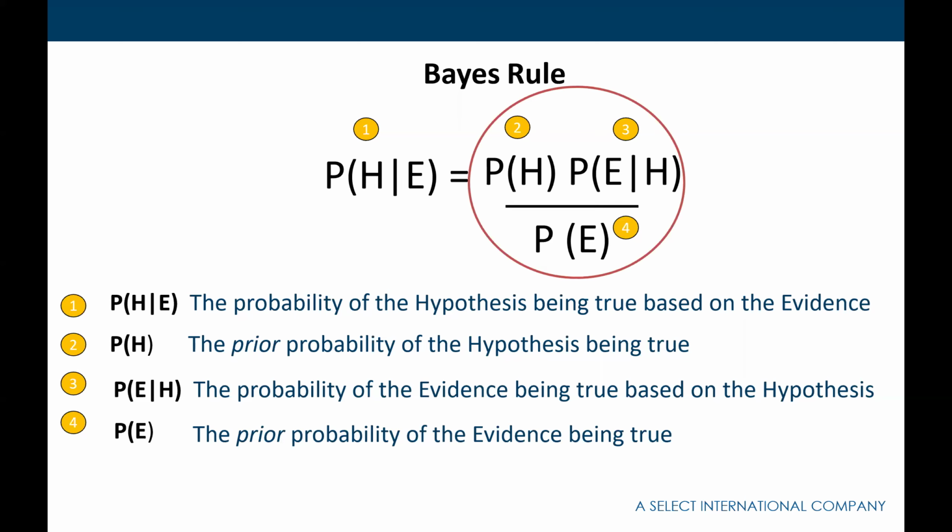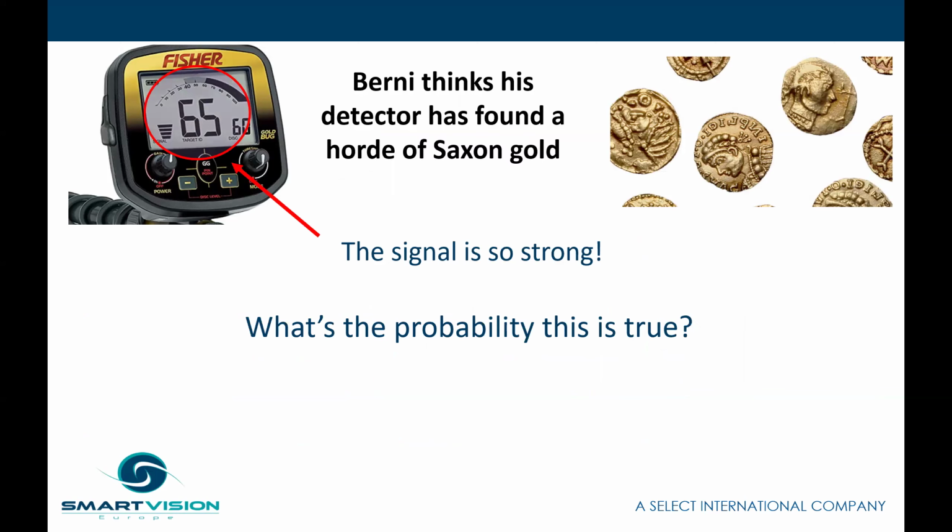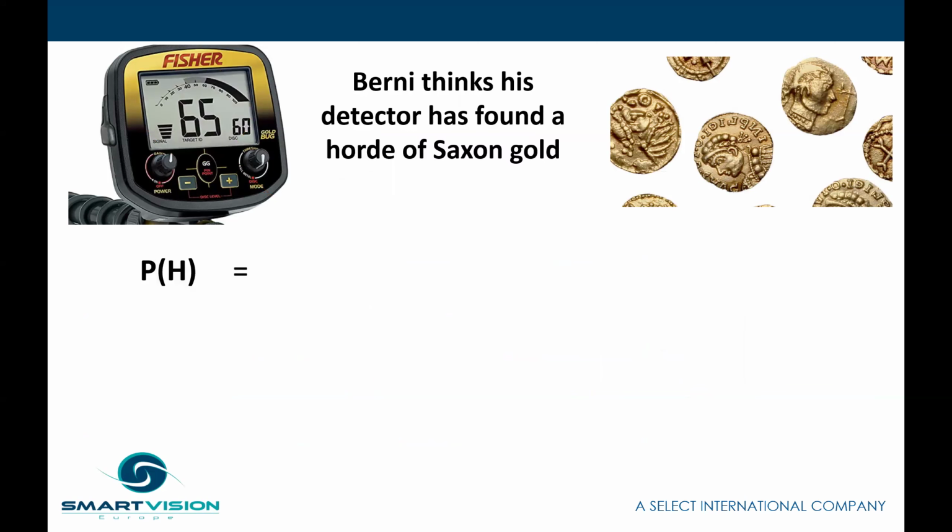Let's take a nice silly example. Bernie thinks his metal detector has found a hoard of Saxon gold. So he's out in the field. He's got a really strong signal. What's the probability that that's true? Well, we could take it apart. We could say, well, the prior probability of finding gold. That's our first one. So we say, what's that?